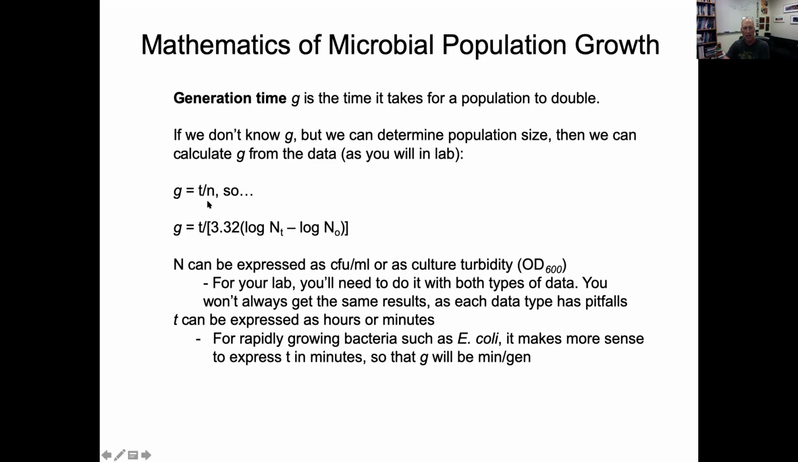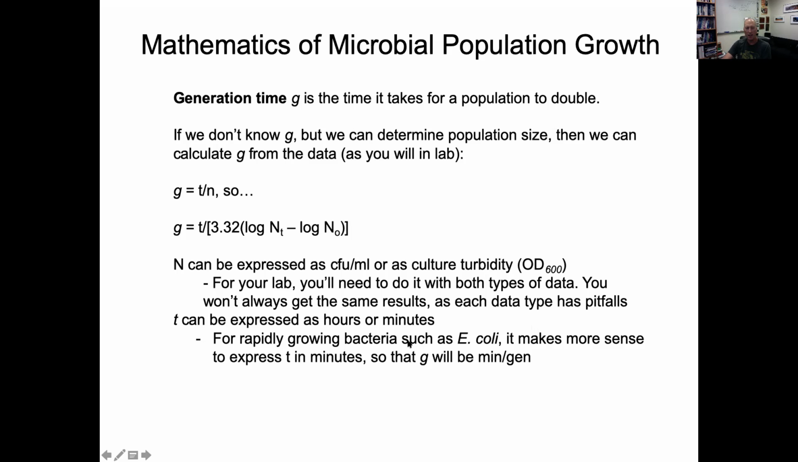So elapsed time is the difference in time between the two times that we measured cell density, okay? So we may not know the number of generations, but if we know the two population densities, then we can calculate that, okay? So again, that can be in CFU per mL, it can be in OD. And the time can be expressed in hours or in minutes.